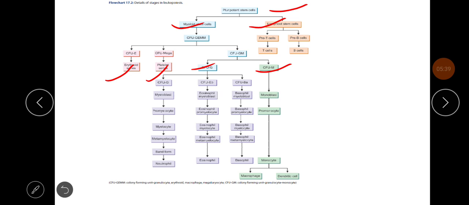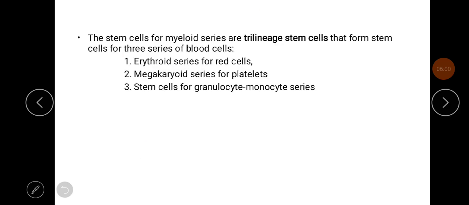From CFU granulocyte, there will be development of the neutrophil, eosinophil, and basophil. The colony forming unit forms the myeloblast, promyelocyte, myelocyte, metamyelocyte, band form. Then they are going to form neutrophils. The stem cells for myeloid series are trilineage stem cells that form stem cells for three series of blood cells. Erythroid series, as shown in the picture, megakaryocyte series for the platelets, and stem cell for granulocyte and monocyte series.